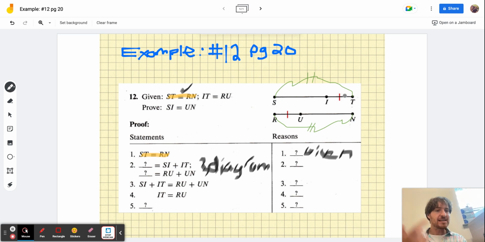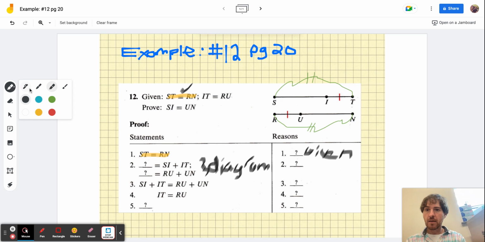SI plus IT, what does it equal? The length of segment SI plus the length of segment IT equals the length of segment ST. Part plus part equals whole. So I'm going to go ahead and write that in with this pen. This is the pen that I should have been writing in left. What goes here is going to be ST. And what goes here, RU plus UN, is RN.